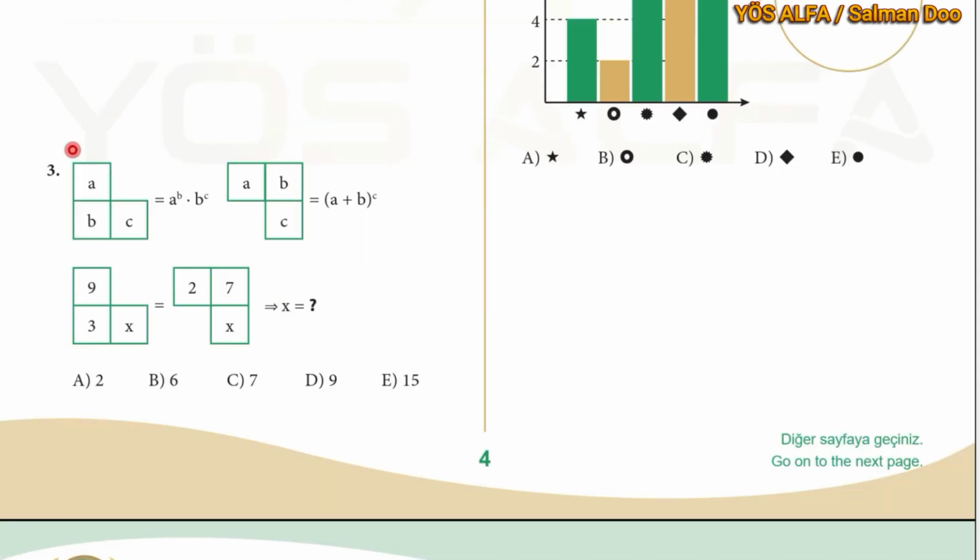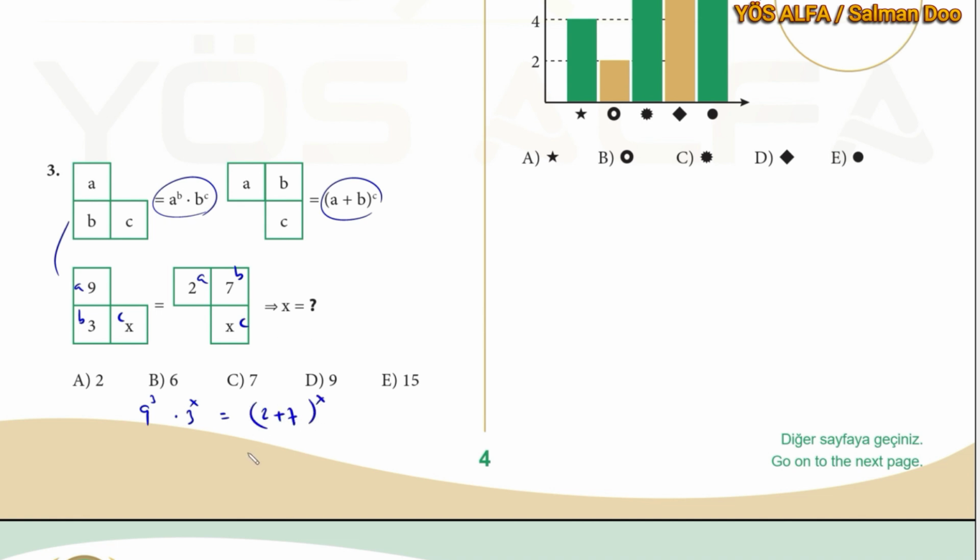It's B. Number 3, we have two tables and their operations are given, and we're asked to find x if these two tables are equal. So for this table, I'm going to use this A, B, and C. We have the operation A to the B, which is going to be 9 to the 3 times B to the C. B to the C here is 3 to the x. We have another ABC here, and the operation is A plus B to the C, 2 plus 7 to the x.